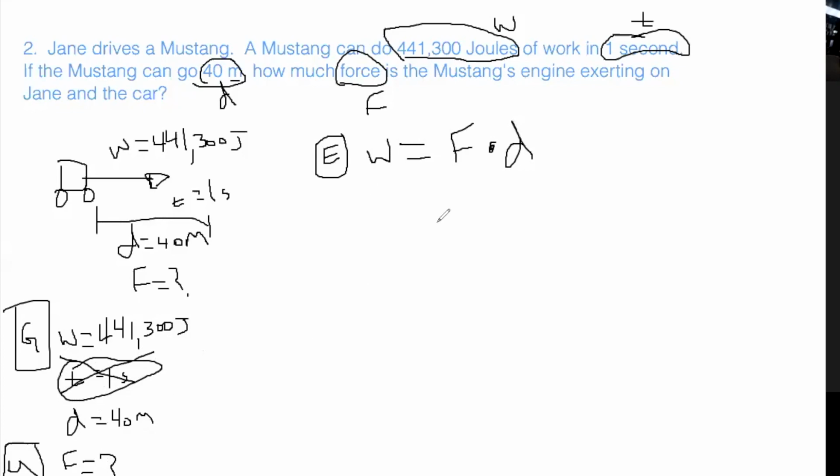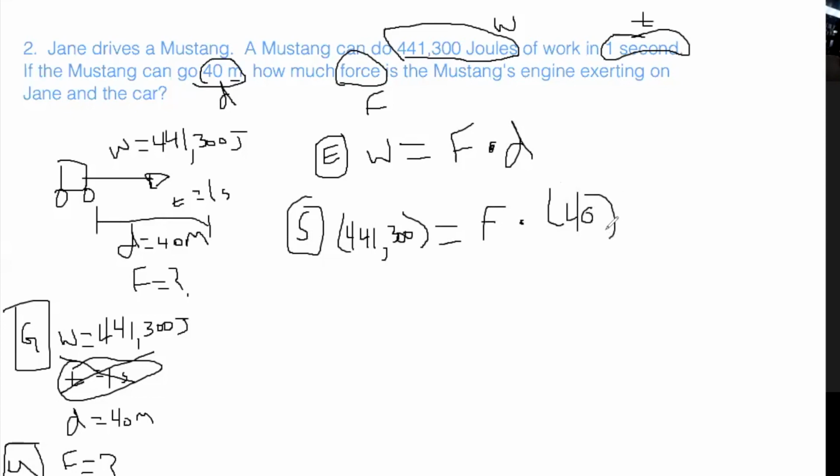So now I'm going to substitute in: given, unknown, equation, substitute. So work, I'm going to put it in parentheses, 441,300 is my work, equals my force, which I don't know, times my distance, which is 40 meters. It's a 40.